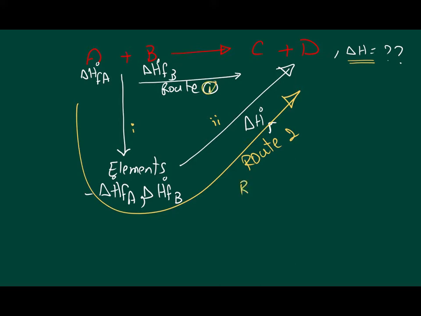So route 1 has an enthalpy which equals that of route 2. In order to go by route 2, you should calculate the enthalpy of stage 1 plus the enthalpy of stage 2.